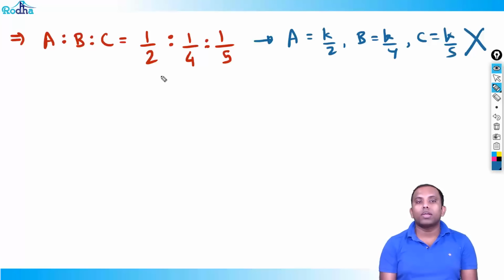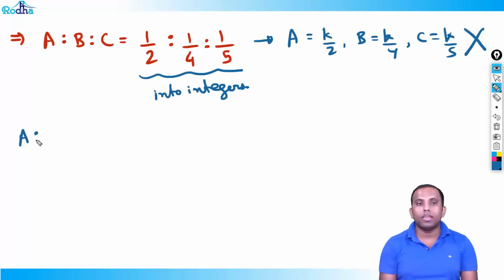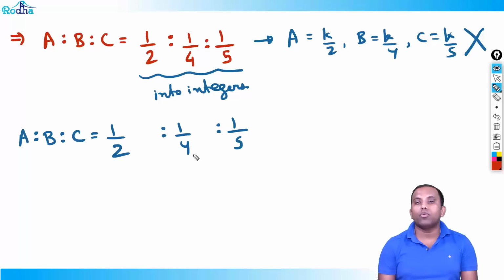So what is the best way? To convert these fractions into integers. That means A to B to C can be multiplied by a common number to convert them into integers. By what number to multiply? The number which will cancel 2, 4 and 5. The LCM of 2 and 4 is 4, and of 4 and 5 is 20. So multiply by 20 each. What will you get? A, B, C as 10 to 5 to 4.